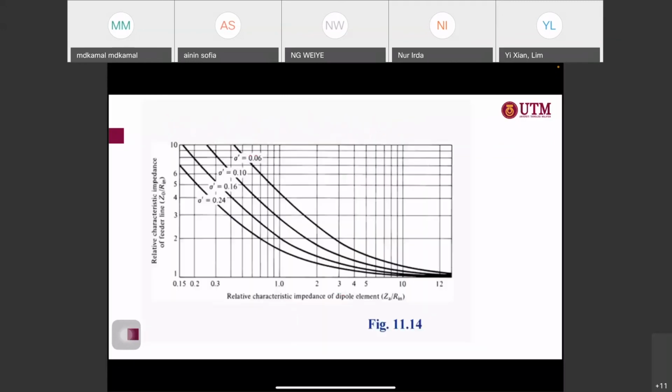Okay, so this is the graph to show the relative characteristic impedance of the dipole element, or the relative characteristic impedance of a feeder line, versus the relative characteristic impedance of the dipole elements.